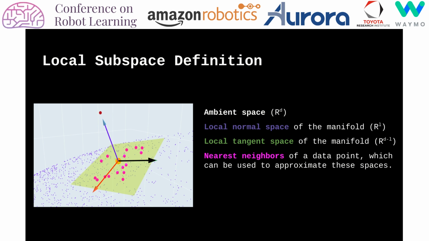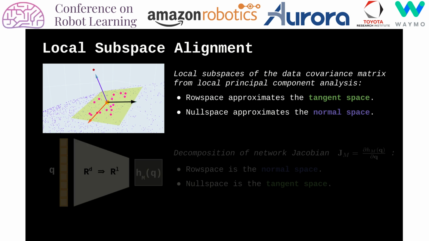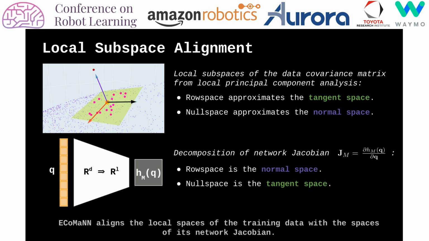The nearest neighbors of each data point, shown here in pink, can be used to approximate these spaces using local PCA. With the subspaces of the data computed, ECoMaNN then aligns the row space of the data covariance matrix with the null space of the network Jacobian, which must be equivalent to the tangent space of the true underlying manifold, and the null space of the data covariance matrix with the row space of the network Jacobian, which must be equivalent to the normal space of the true underlying manifold.